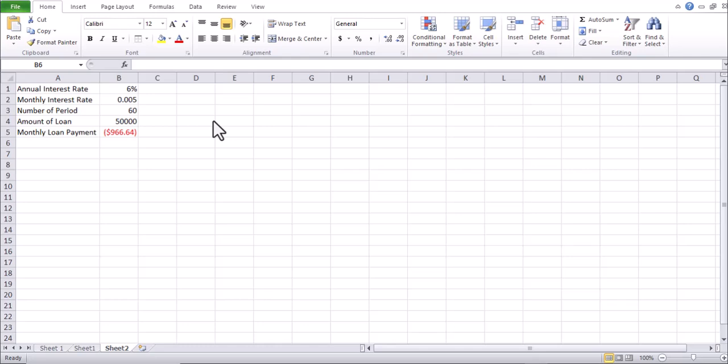So pretty much easy. If you are trying to be a data analyst, or if you are somebody who was thinking about getting a loan, this is the information that you're going to need: the annual interest rate, the monthly interest rate that we calculated, the number of periods, whether it's 5 years or 10 years, or a 30-year mortgage, the amount of the loan, and so on.